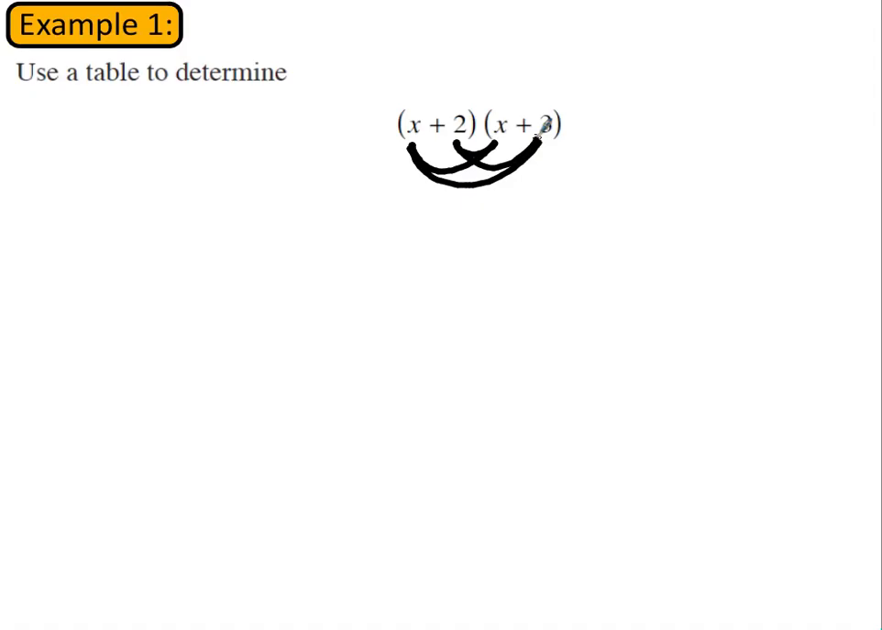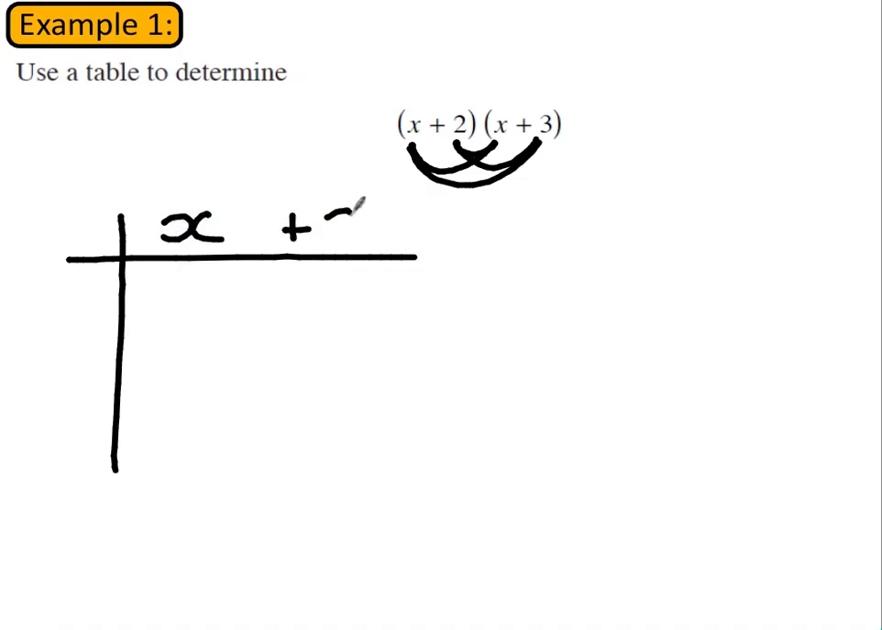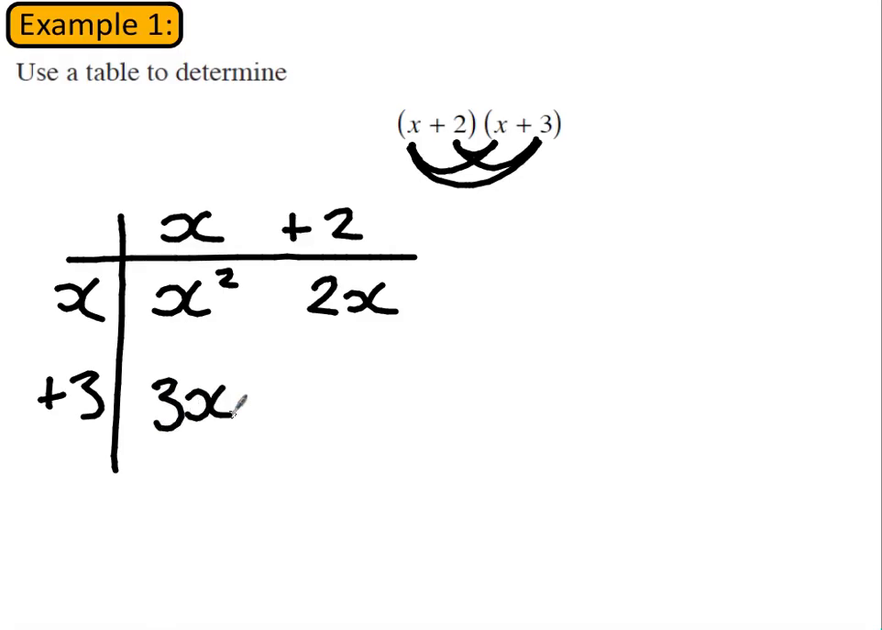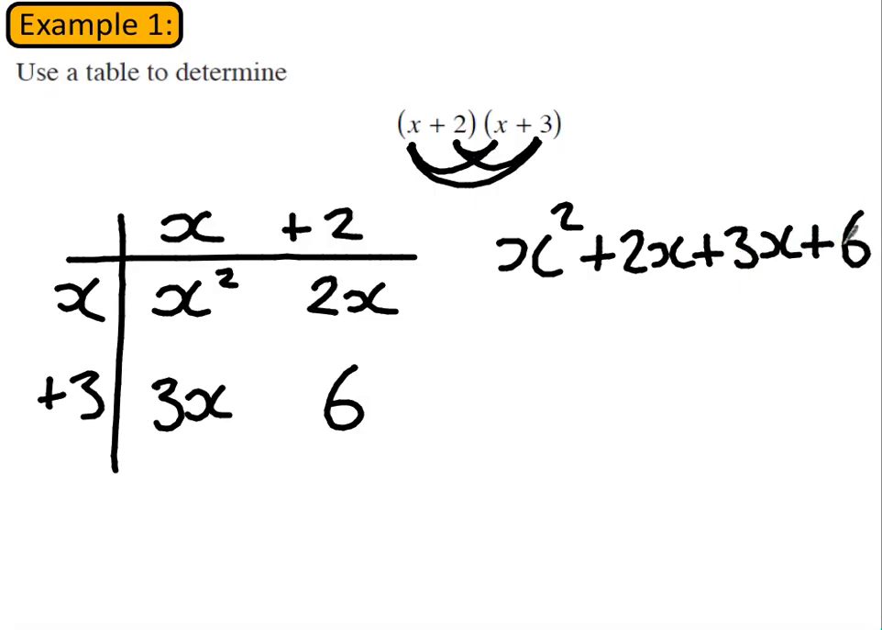Now to help us do this, we're going to use a table, and we're going to write one of the brackets along the top and then one of the brackets along the side, and this table will work like an old-fashioned multiplication grid, and our answer is going to appear in the middle of the grid. So x times x is x squared, 2 times x is 2x, 3 times x is 3x, and 3 times 2 is 6. So our answer could be written as x squared plus 2x plus 3x plus 6.